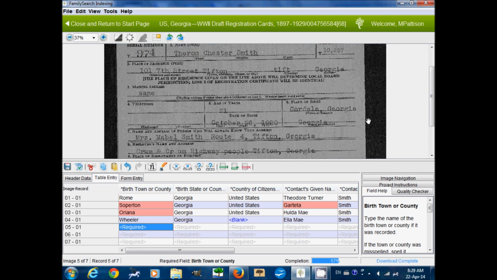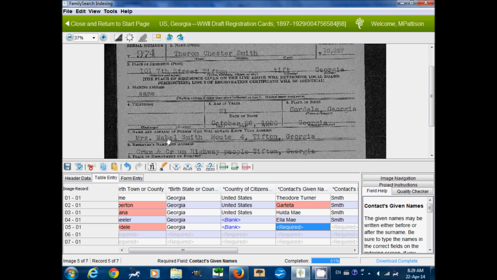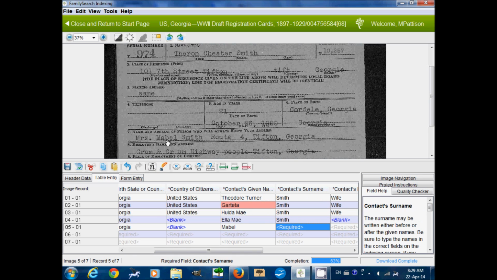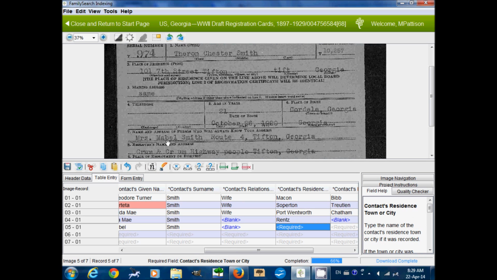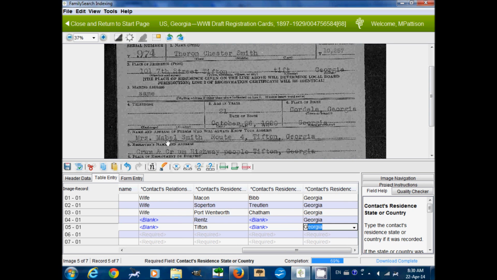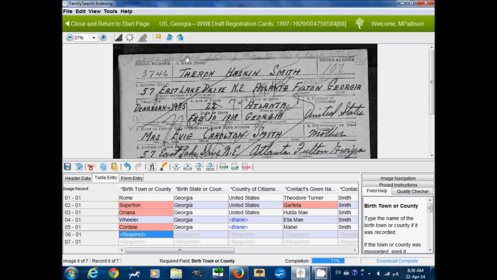Okay, we'll do another one of this type. So here we have the place of birth, Cordele. Sorry, I don't know how to pronounce these places. Looks like Cordele to me. Georgia. Again, citizenship does not say anywhere. Contact person is here, Mabel Smith. And it doesn't say what the relationship is. We have no idea. Just because she's Mrs., we don't know that it's the wife. Residence, Tifton, no county, Georgia.